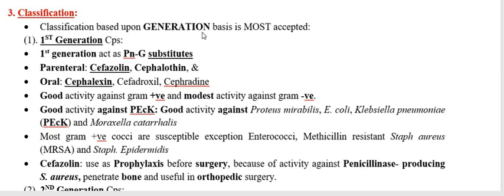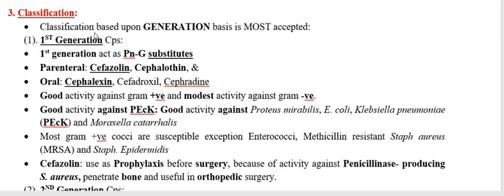That drug possesses antibacterial activity that none of the four earlier generations possess, and that is activity against MRSA. M for methicillin, R for resistant, S for staph, A for aureus. So this fifth generation cephalosporin is the only one that is active against methicillin-resistant Staph aureus. So we have to go through them one by one.